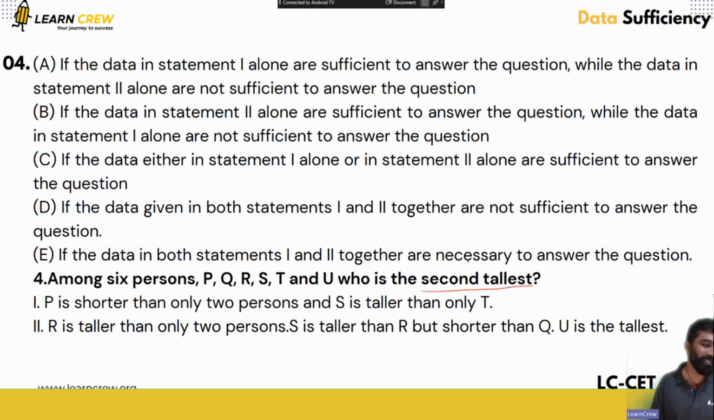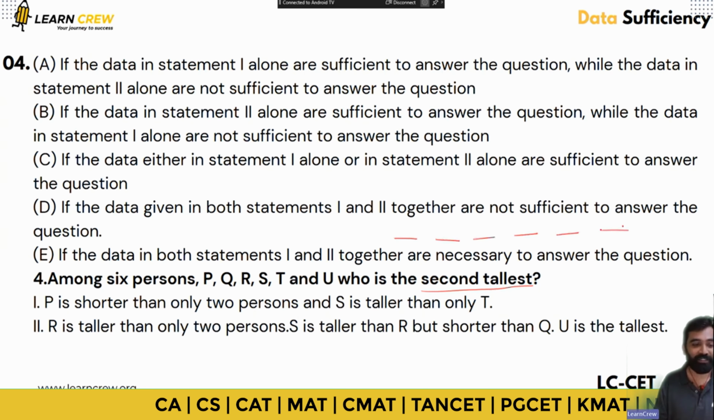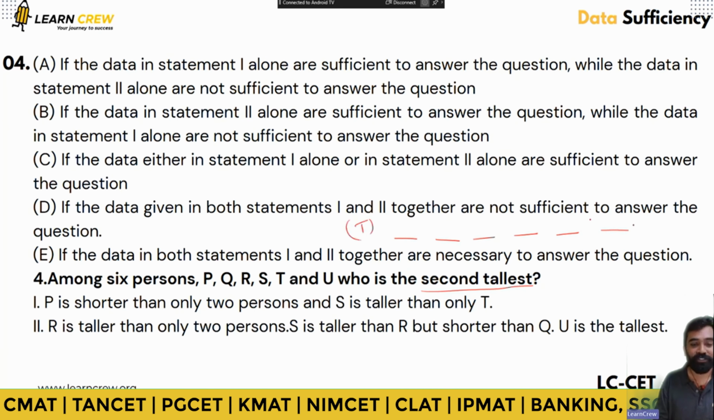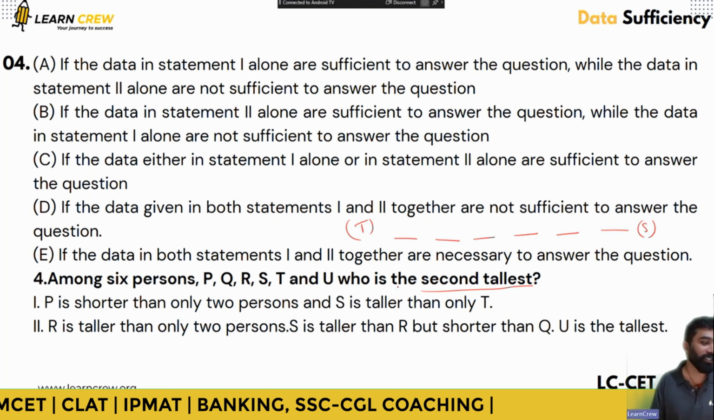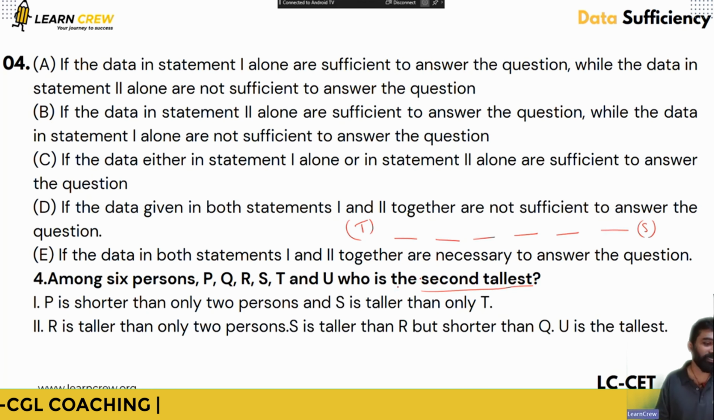Fine. Among 6 persons, P, Q, R, S, T, and U, 6 people are there: 1, 2, 3, 4, 5, 6. Who is the tallest? Who is the shortest? P is shorter than only 2 persons. Obviously, P has to be here. And S is taller than only T.